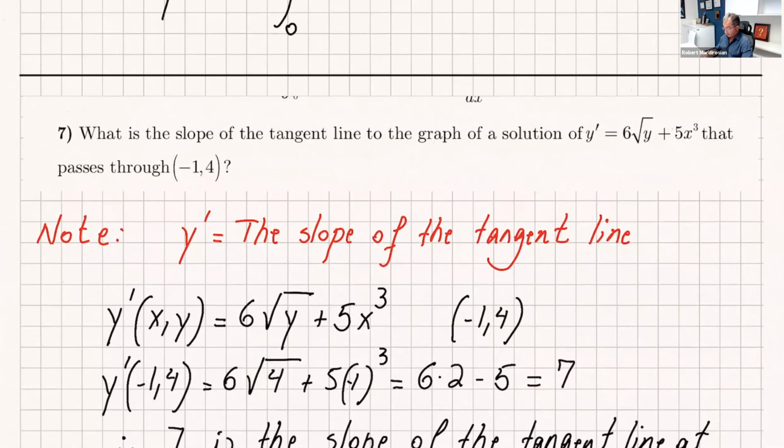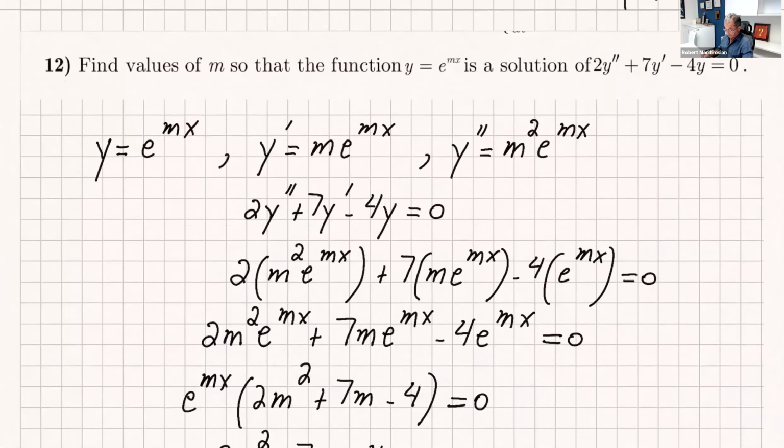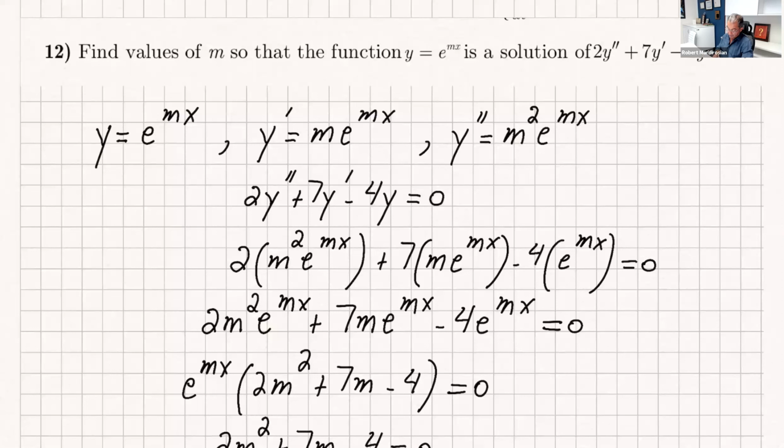So basically we know that y prime is the slope of the tangent line at any point, but we want the slope of the tangent line at this specific point. So you just substitute x and y by its value and you get that. Next: find the values of m such that the function y equals e to the power of mx is a solution to this one. Same way, you are given y. So what you need to do is to find y prime, and then y double prime, and you have y, and just substitute. See how that works.